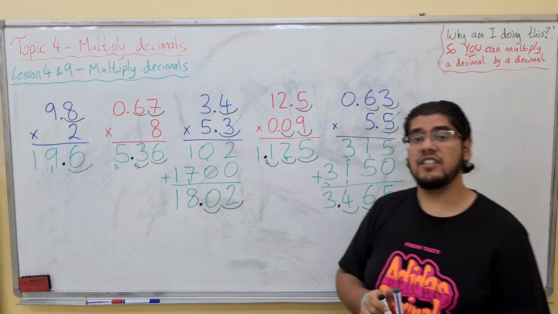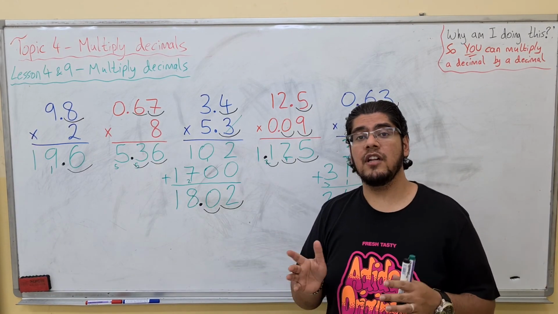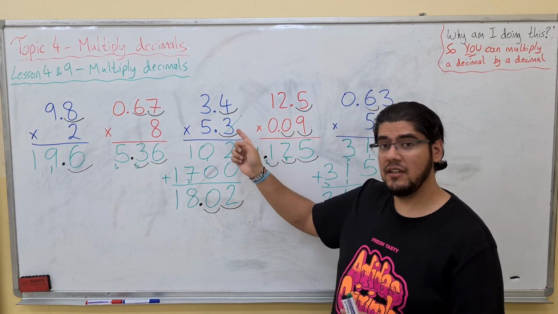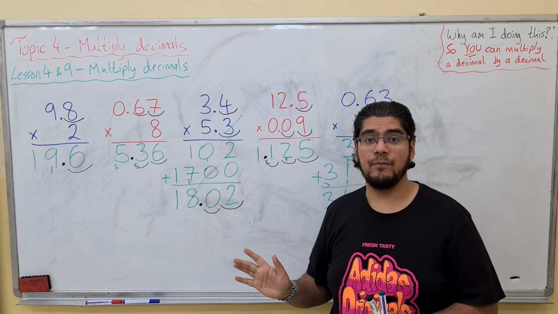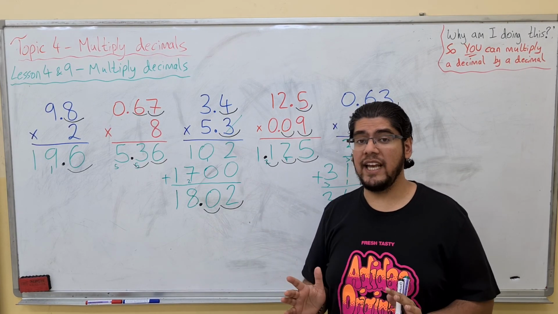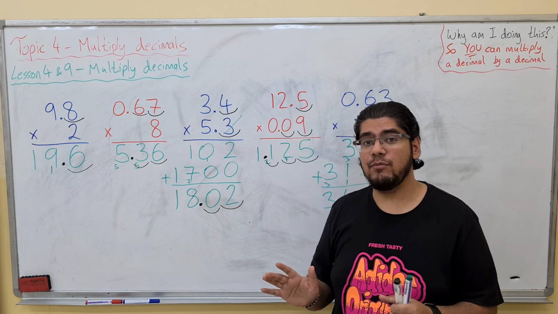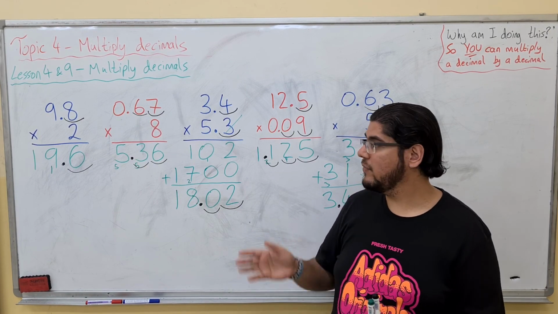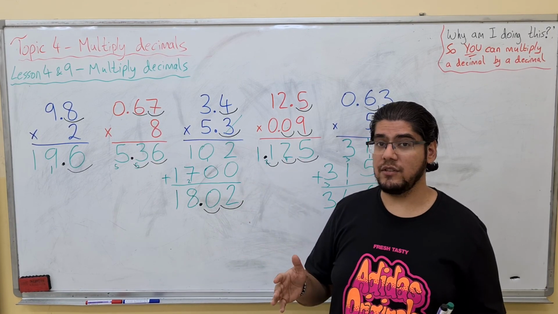3.465. So you see guys, just count the number of decimal places in the question and add it in the final answer. This is all regular multiplication. Please do not be put off by multiplying decimals. It's just multiplying regular numbers. Okay guys?